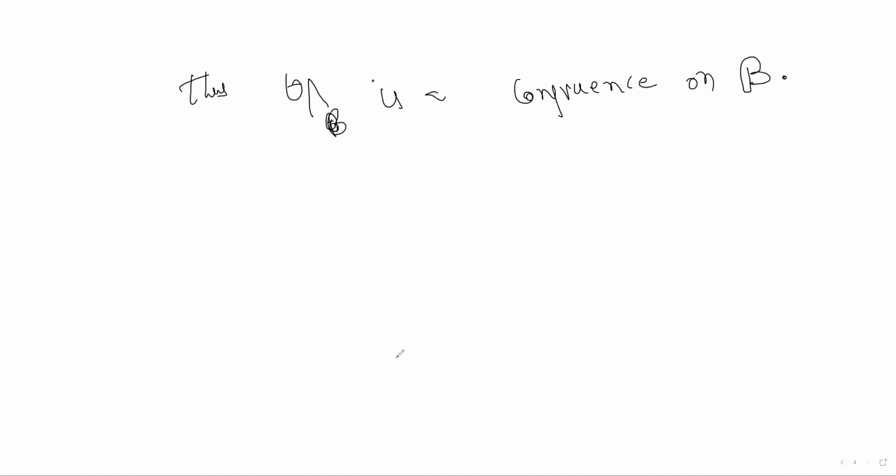So thus theta restricted on B is a congruence on the algebra B. So we have proven these two things. Now we are ready to prove the third isomorphism theorem for algebras, for a universal algebra. So this is the statement.